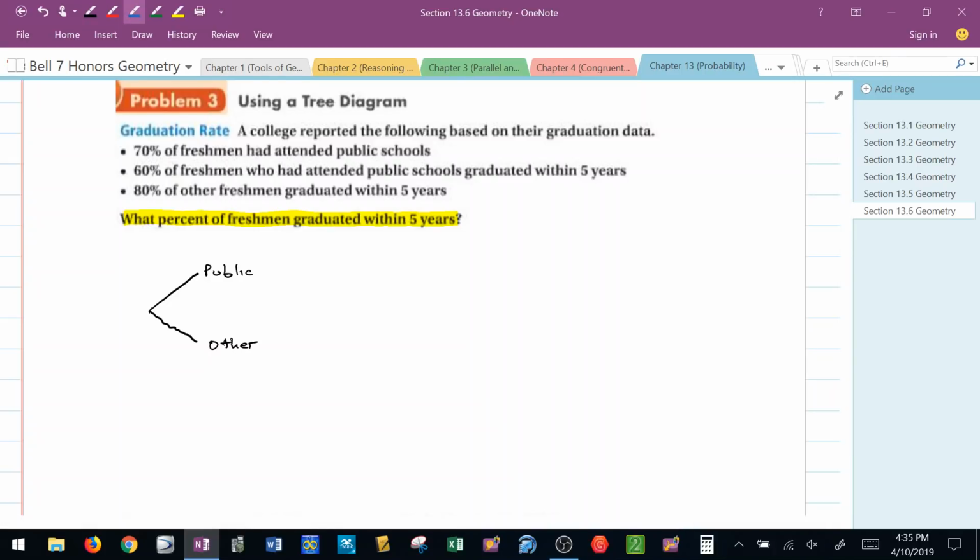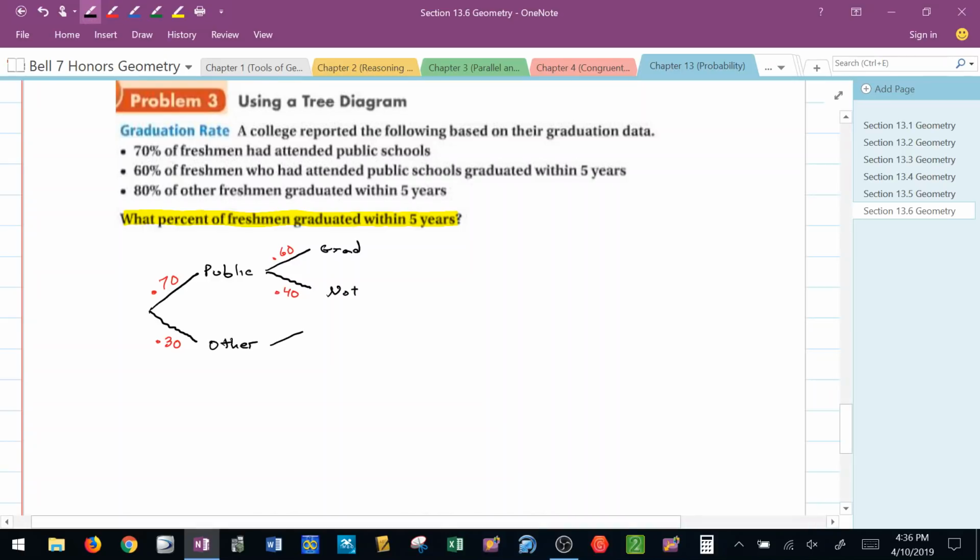Now, they tell us in our data that 70% of their students came from public. That means that 30% of their students came from somewhere else, typically a private. All right? So from the public, we now can identify those public students, 60% of them graduated in 5 years. So we're going to take from this public and look at, did they graduate or not in 5 years? All right. So they tell us statistically that 60% or 0.60 graduated in 5 years, which means 40% did not.